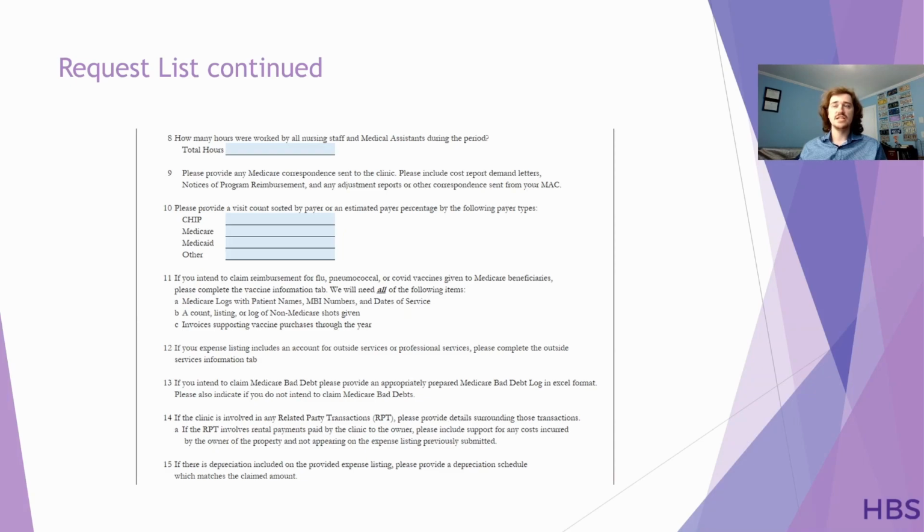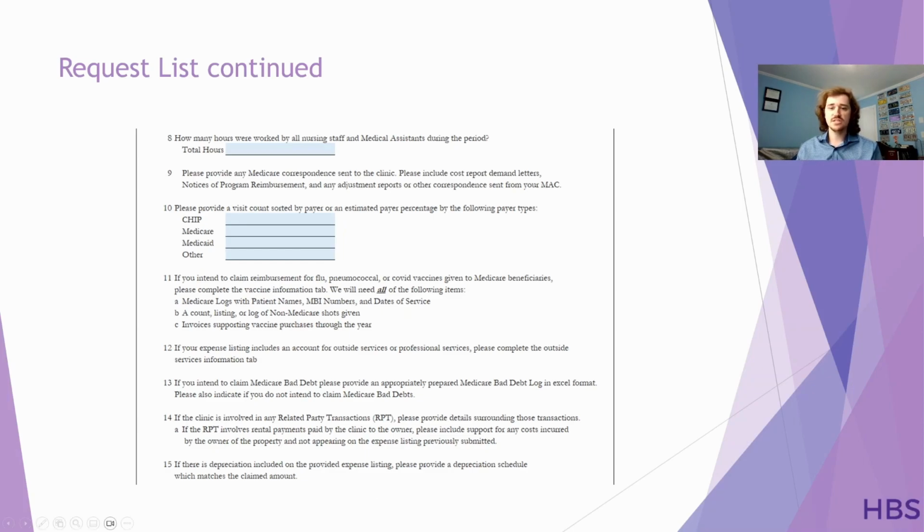Number 10 is a visit count sorted by payer mix or an estimated payer mix percentage broken down into CHIP, Medicare, Medicaid, and other because we have to provide that on Form S3 on the cost report. It's just informational. It doesn't have anything to do with the actual reimbursement calculation, but it's still important. It still needs to be accurate. So if you can provide an estimated payer mix percentage there, that's what's most helpful to us.